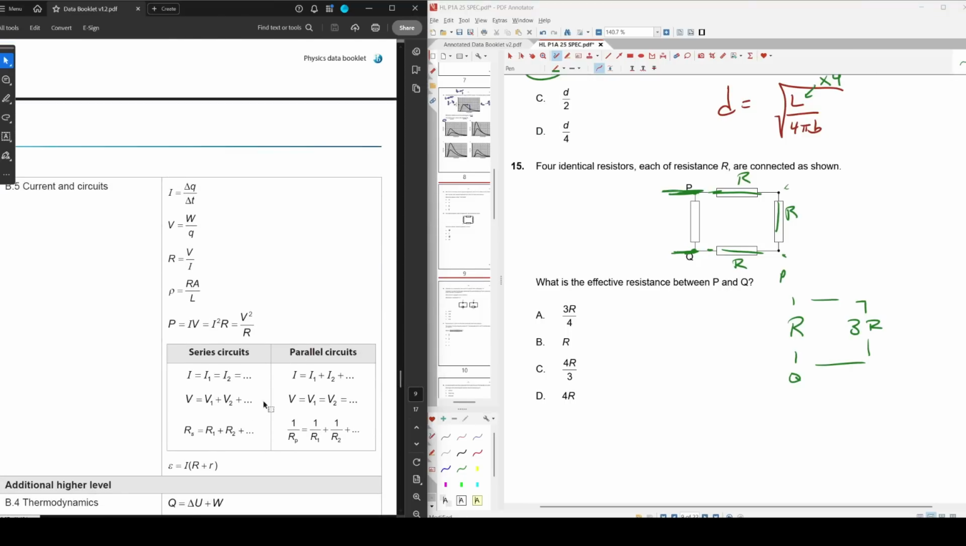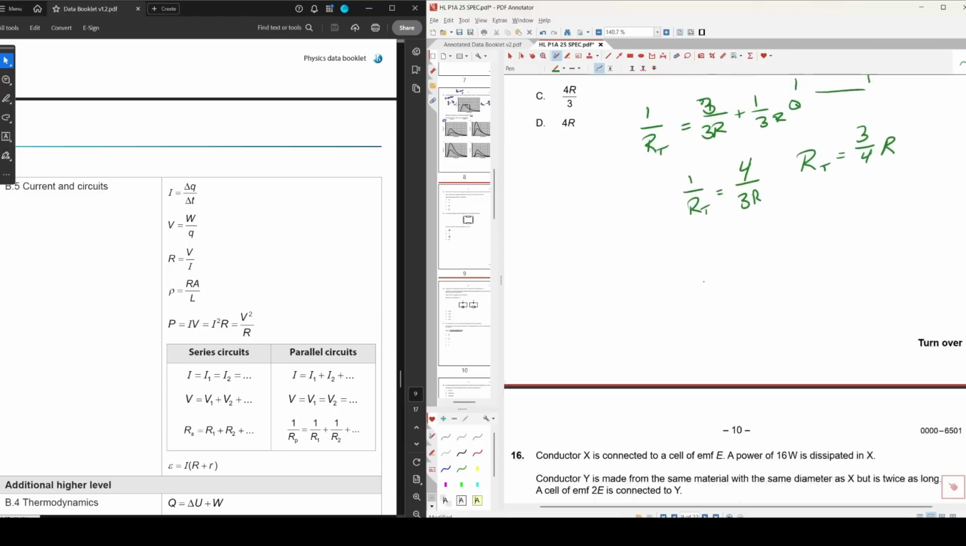Circuits is in a weird spot. Here it is. I have to use the 1 over R thing. So 1 over the total resistance is going to be 1 over R plus 1 over 3R. So that's 3 over 3R, and I get 4 over 3R is 1 over R total. So the total resistance is 3/4 R. I think we should have A for this one. That connection is kind of funky, but that's going to be the idea. Sketch out your equivalent resistors and do as many total resistance equations as you need.